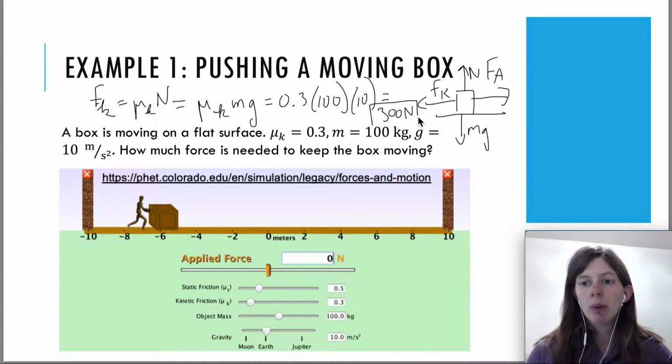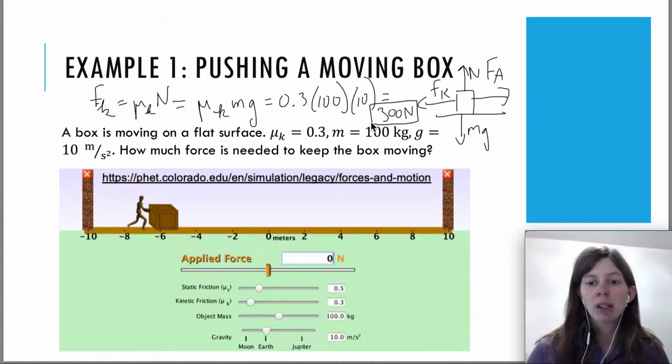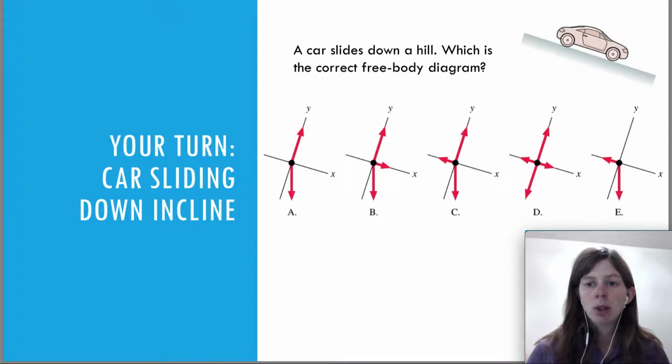Now if you do play with the simulation, you'll see that if the box is at rest to begin with, this 300 newtons is not going to get the box moving. That's going to have to do with a different type of friction that we'll talk about in the next video. So let's do your turn, and then we'll have one more example.